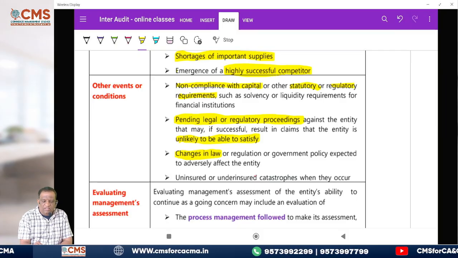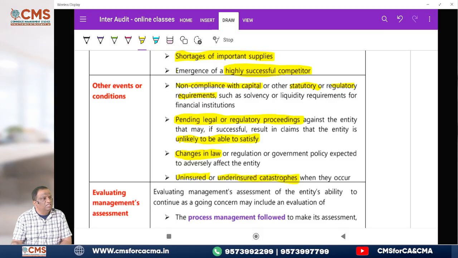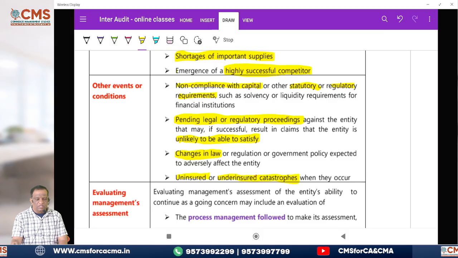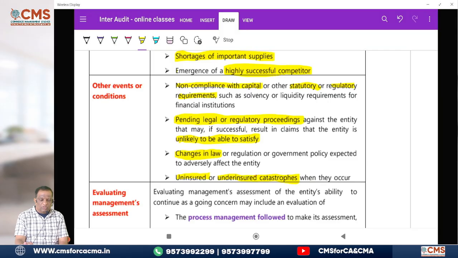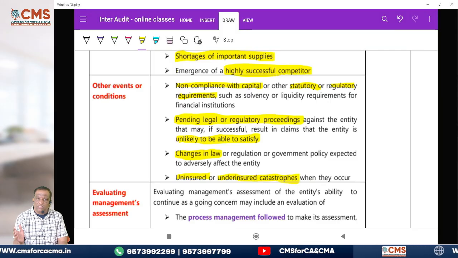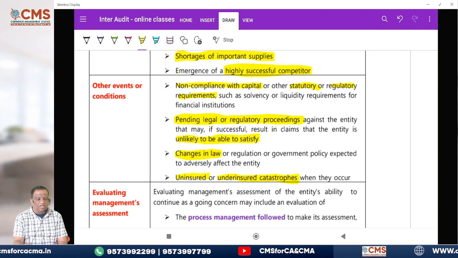The last one, uninsured or underinsured catastrophe. Catastrophe is a major accident, so it is bigger than a disaster. So that is what is catastrophe. So it is not insured, like a big fire accident happening in the company and all that, or there are earthquakes. That is what will come under this category. So these are all the examples.